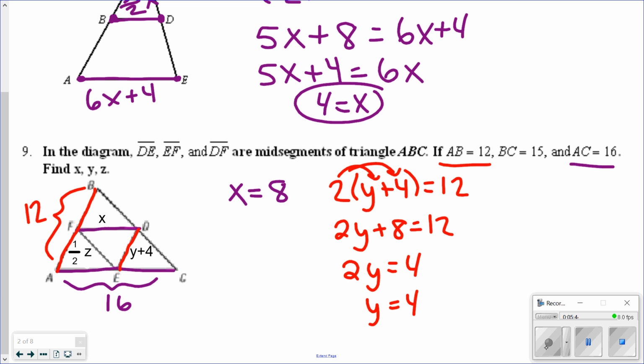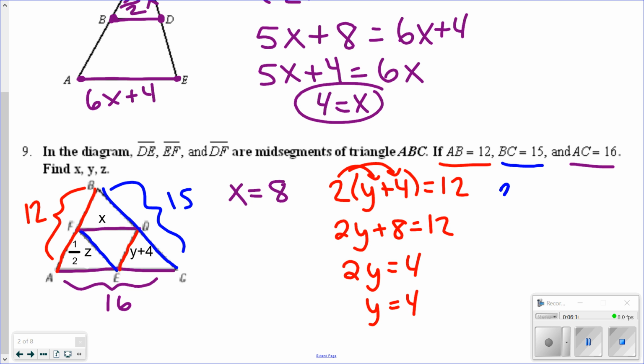And lastly, let's solve for z. So my z equation is here. The third side would be the side BC, and I see here that BC is equal to 15. So if EF is my mid-segment, it is half the length of BC, so I need to do something very similar to what I did in solving for y. So I need to multiply my mid-segment by 2.